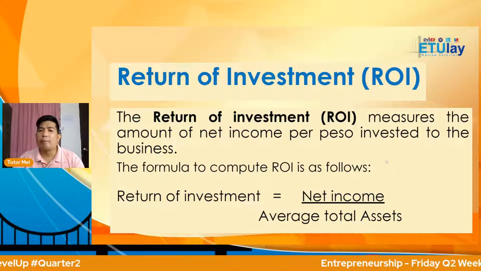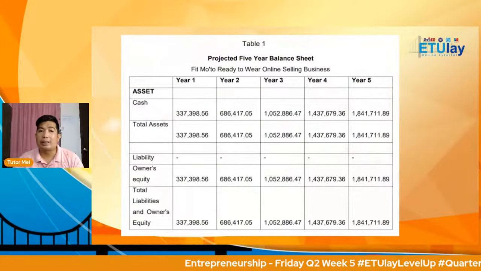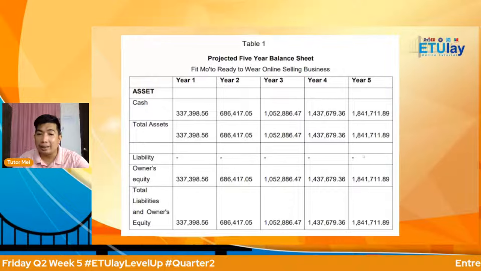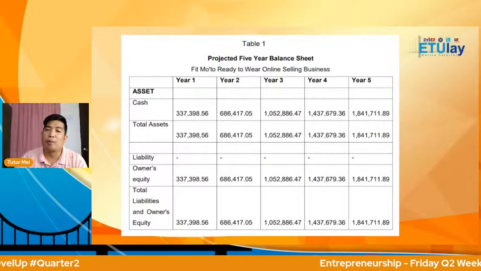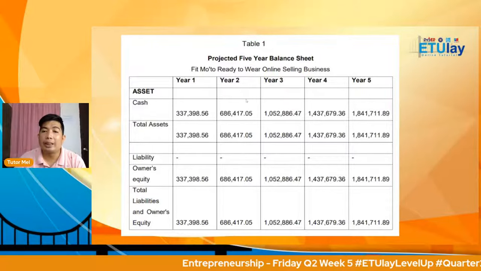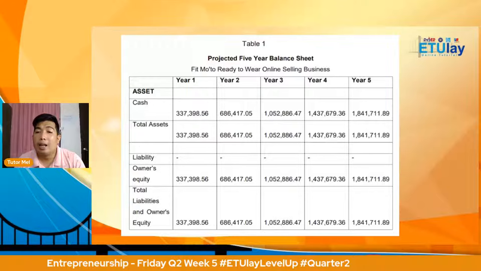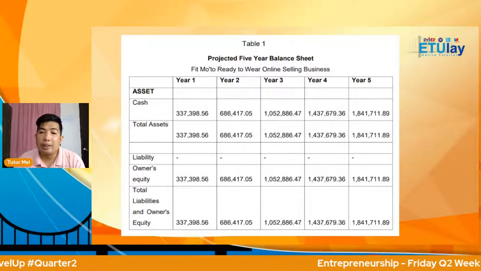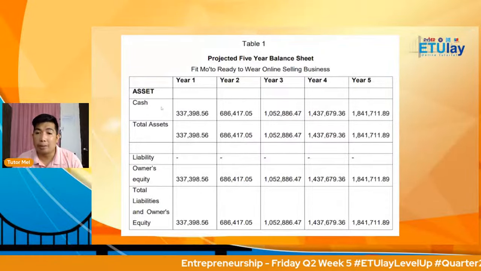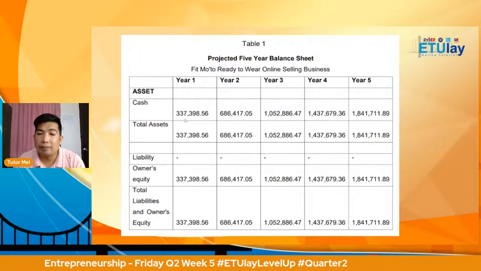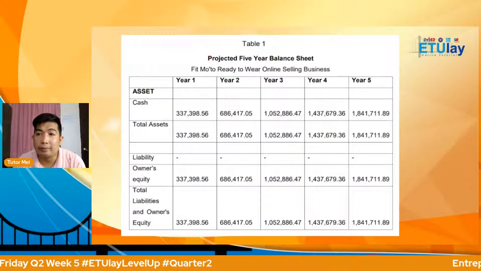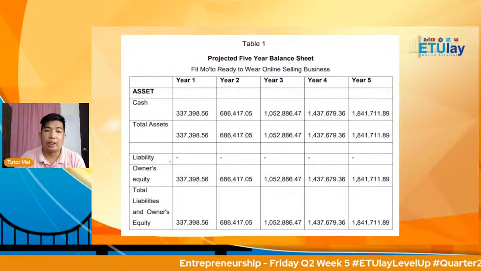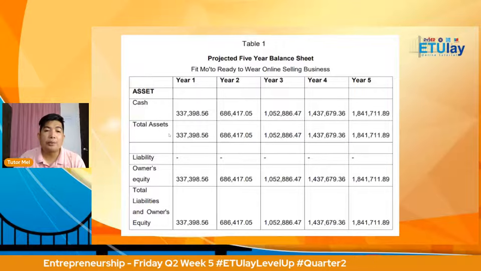Ayan. So, ano po ba yung average total assets? Paano siya kinukuha? No, average total assets is just kinukompute mo lang yun, yung iyong unang beginning assets, i-add mo lang doon sa iyong ending assets. Yun, makukuha mo yung average natin. Okay, so here is an example of projected 5-year business balance sheet of Fitmoto ready-to-wear online selling business. For year 1, si Fitmoto online ready-to-wear online selling business, may cash siya na 338,398.56. Okay, so wala siyang other assets na nakalagay. So, yung cash na yung kanyang total assets.